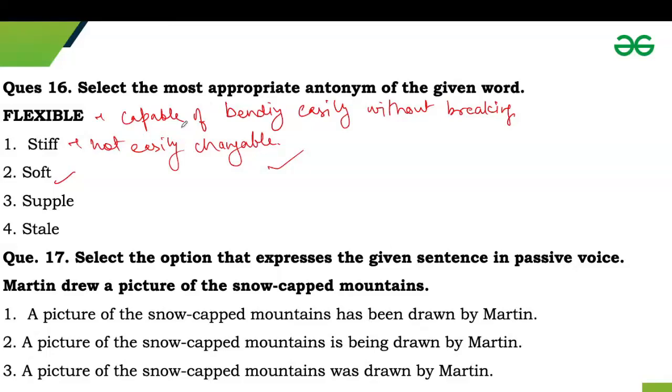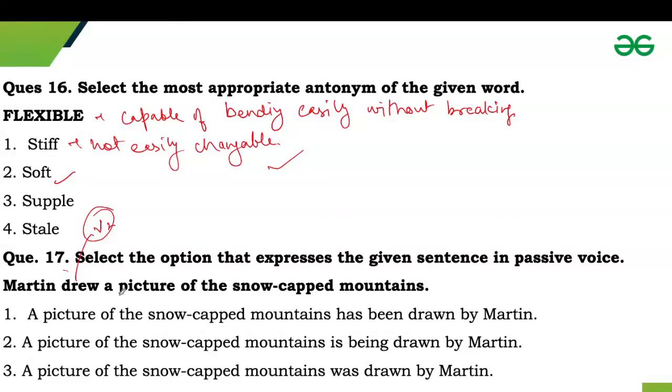Next one is question number 17. Select the option that expresses the given sentences in passive voice. Martin drew a picture of the snow-capped mountains. So basically, in this sentence, we have a verb drew. Drew is in second form, okay, and the object of the verb drew is a picture. So if we want to change this active voice into passive voice, then we will use picture as a subject.